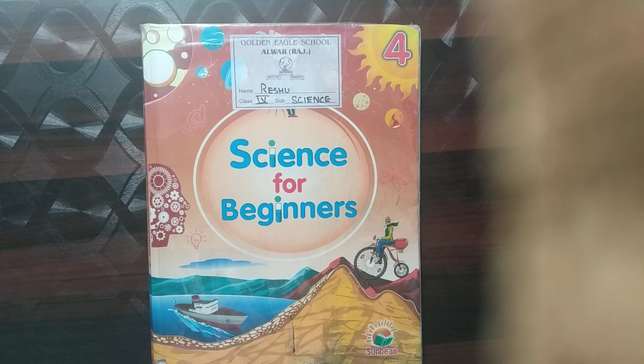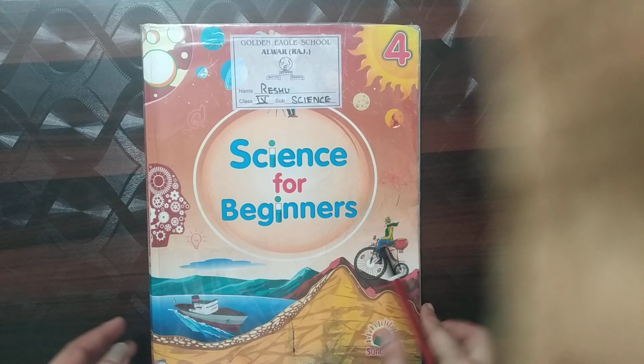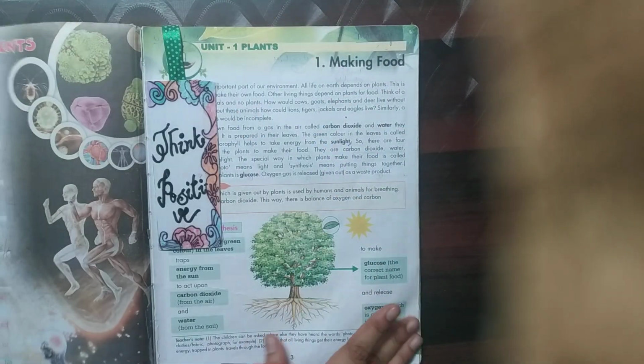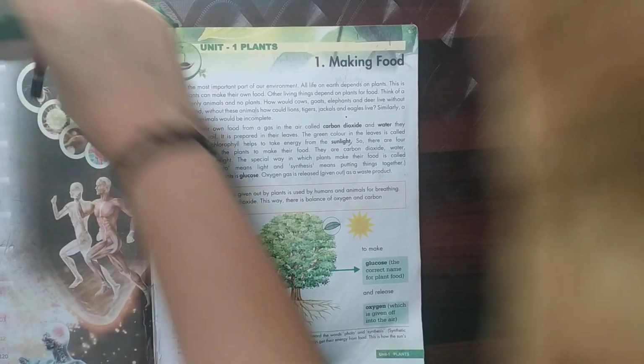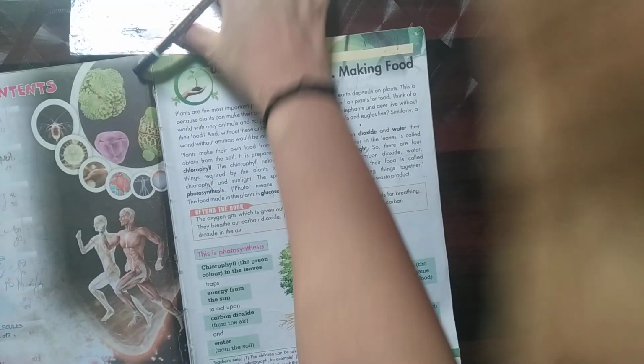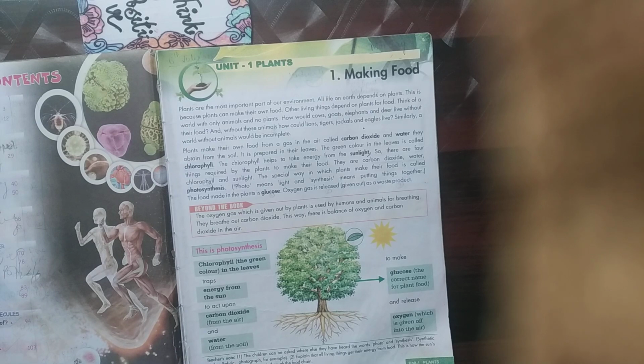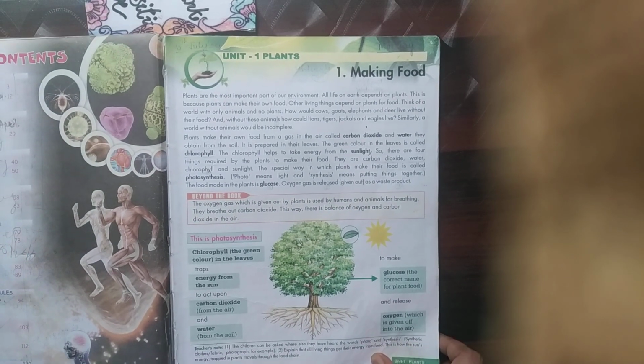So today we are going to start a new chapter of science. Take out your book of science, Science for Beginners. Open chapter number 1, making food. Mention today's date and day, 6th July 2020, and the day is Monday.